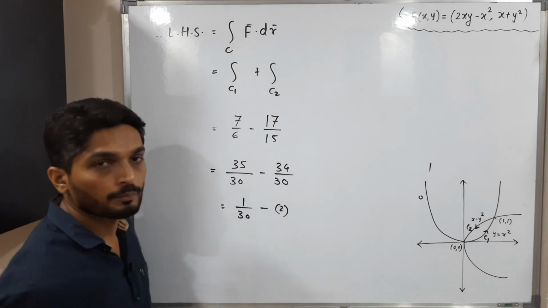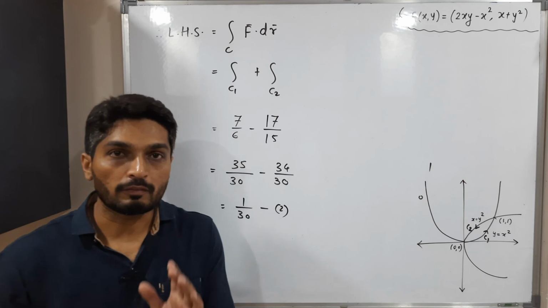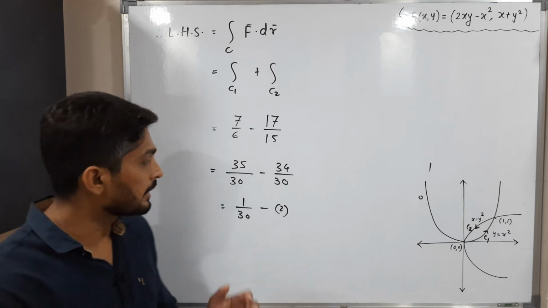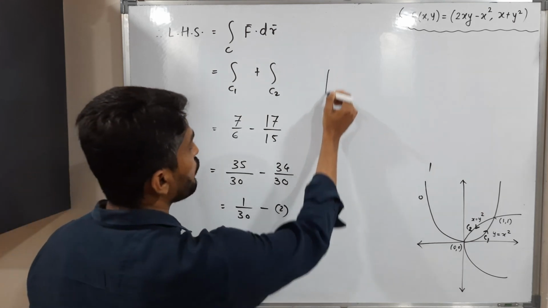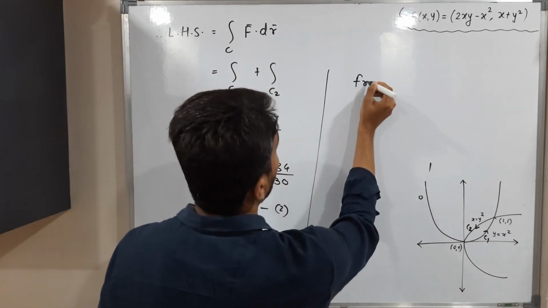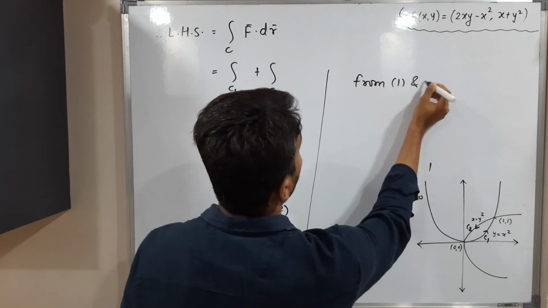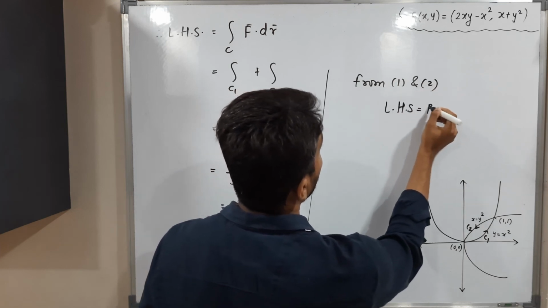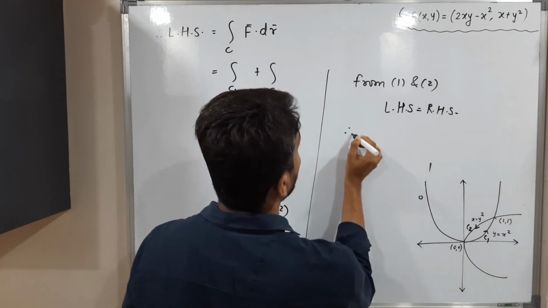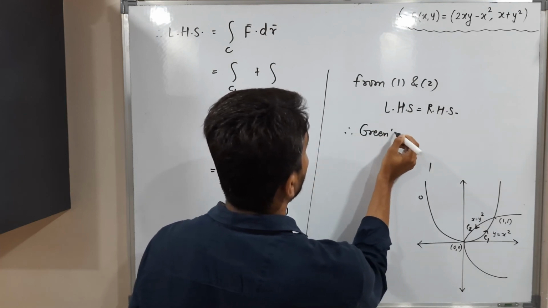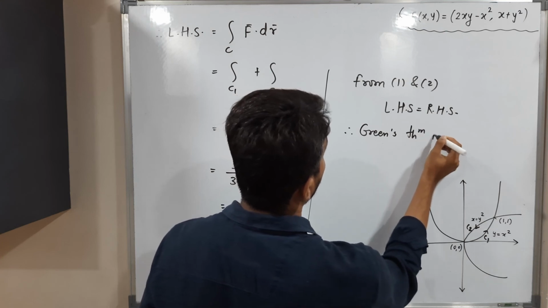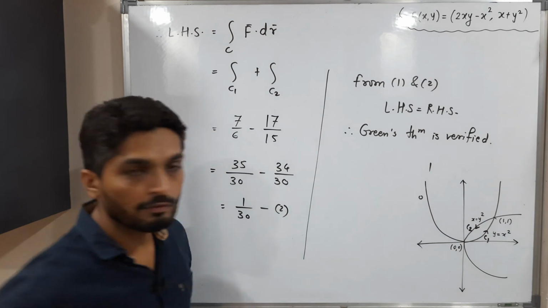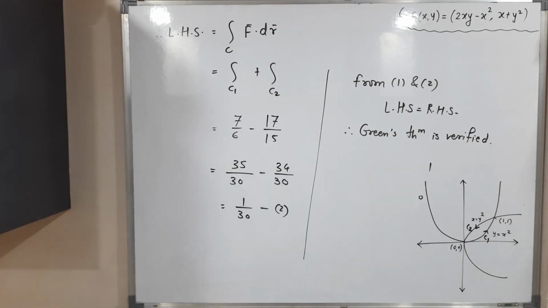Equation number 2. Do you remember that the value of the right hand side we have already calculated and it is 1 by 30. Here also we have got 1 by 30. So from 1 and 2, we can declare left hand side is equal to right hand side. Therefore Green's theorem is verified. In this way we have verified Green's theorem.